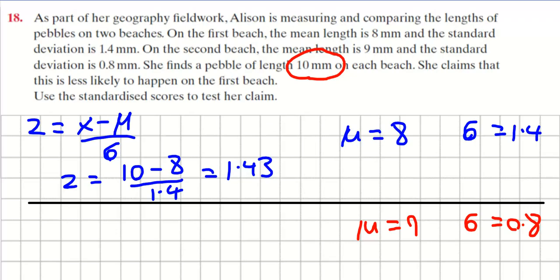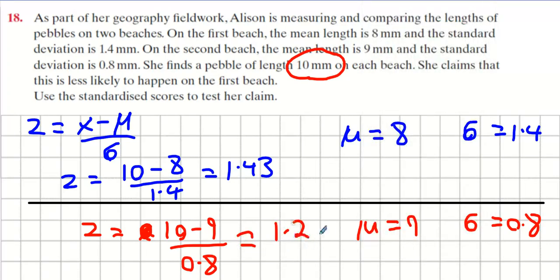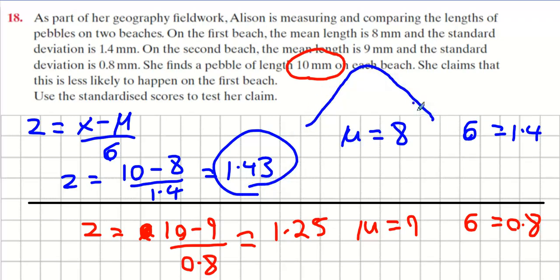Now next one. The set score is x, 10 take away 9 divided by 0.8, which is 1 divided by 0.8, which is 1.25. Now, because this one has a larger set score, it's rarer because it's further along the standard normal curve, which means it's a shorter line. Okay?